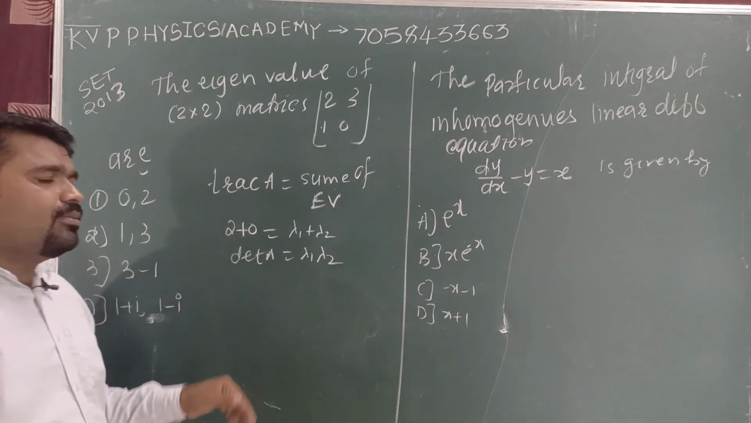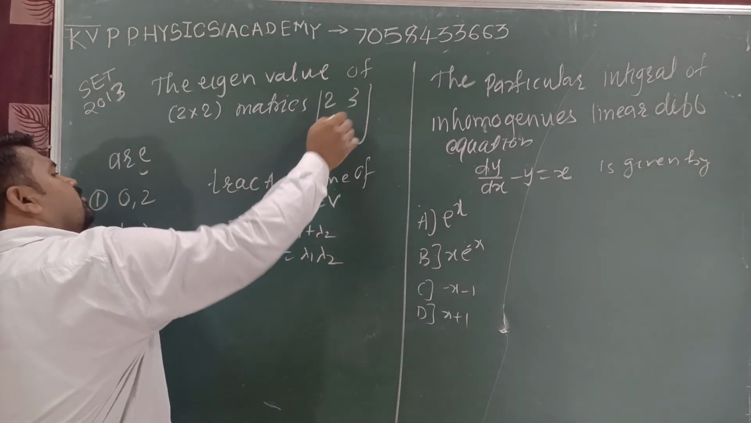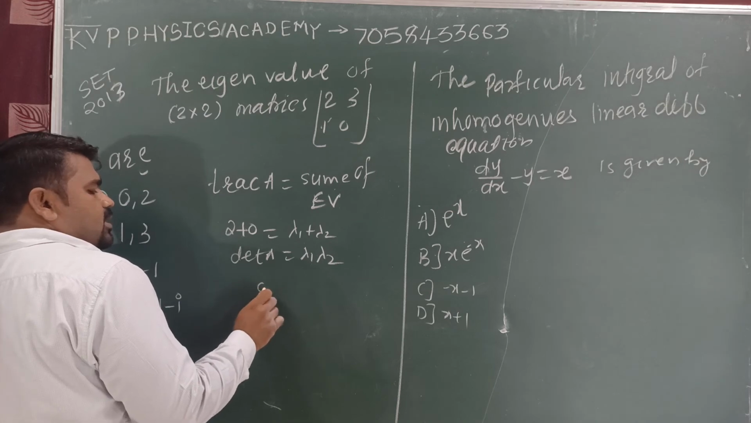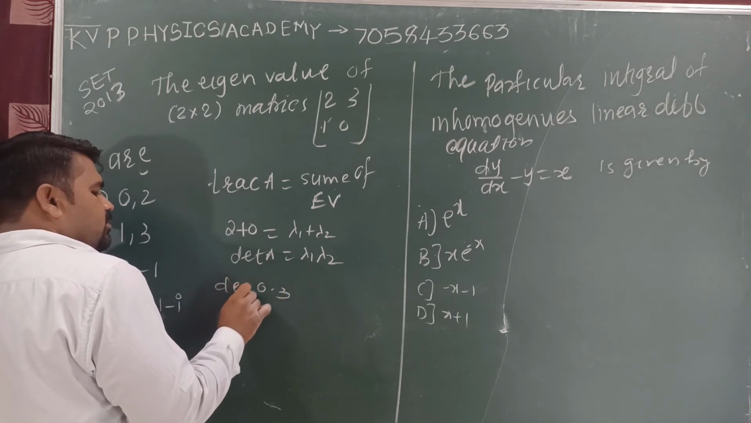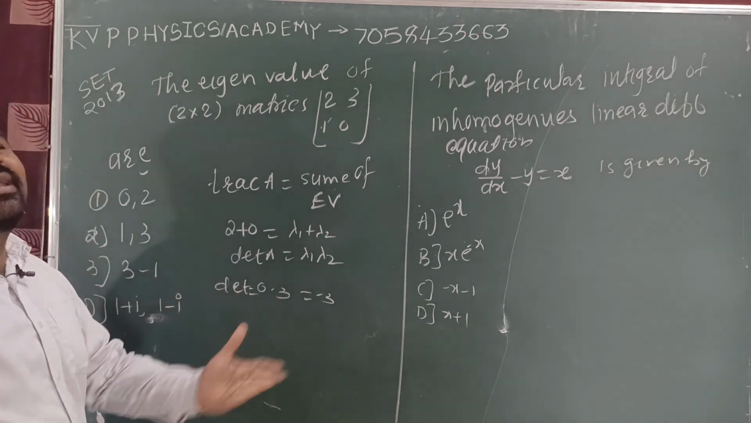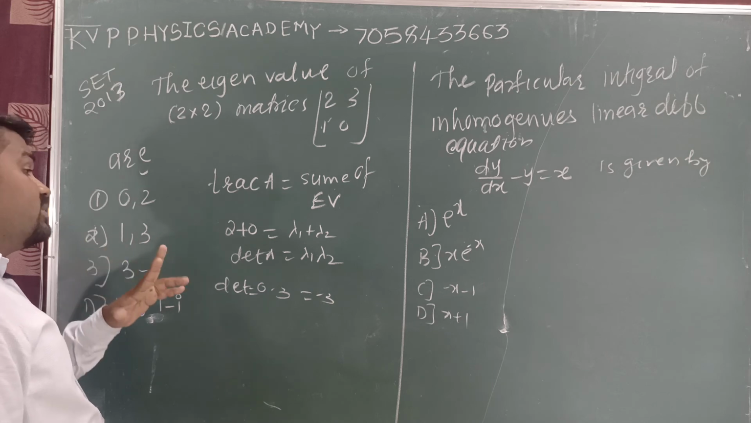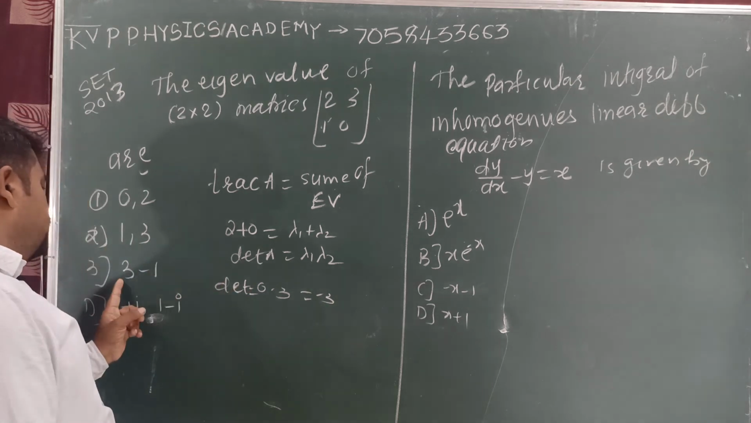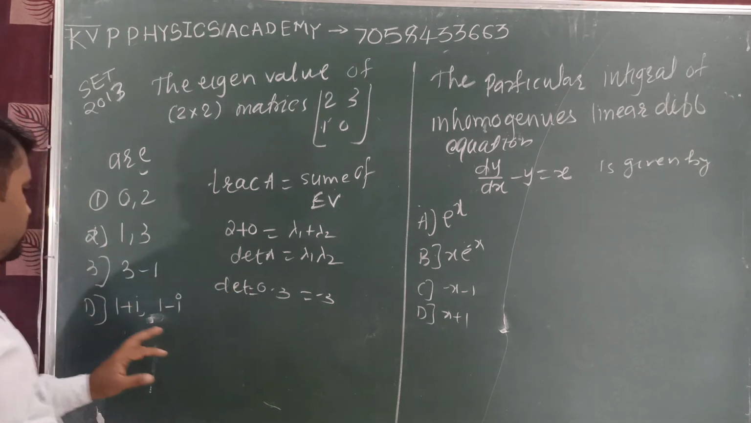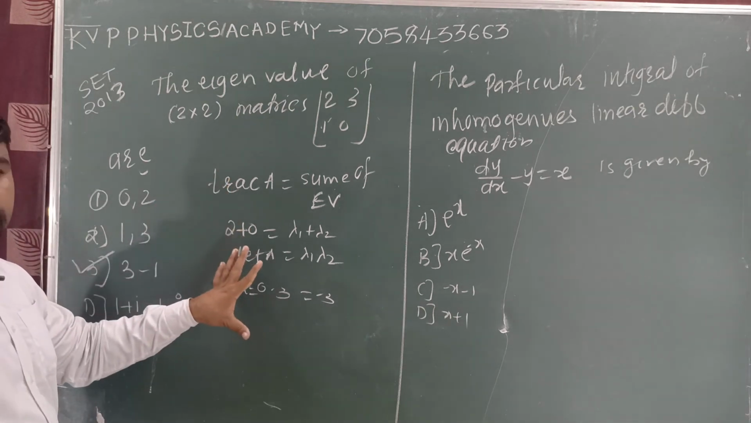Go to the second option, determinant of A. What is the determinant of the matrix? 2 into 0 is 0, 1 into 3 is minus 3. So 0 minus 3, means the determinant of A is equal to minus 3. Means which eigenvalues give the minus 3 value? 0 into 2 is 0, 1 into 3 is plus 3. We need minus 3. 3 into minus 1 is minus 3. Means the third option is correct by using this trick.